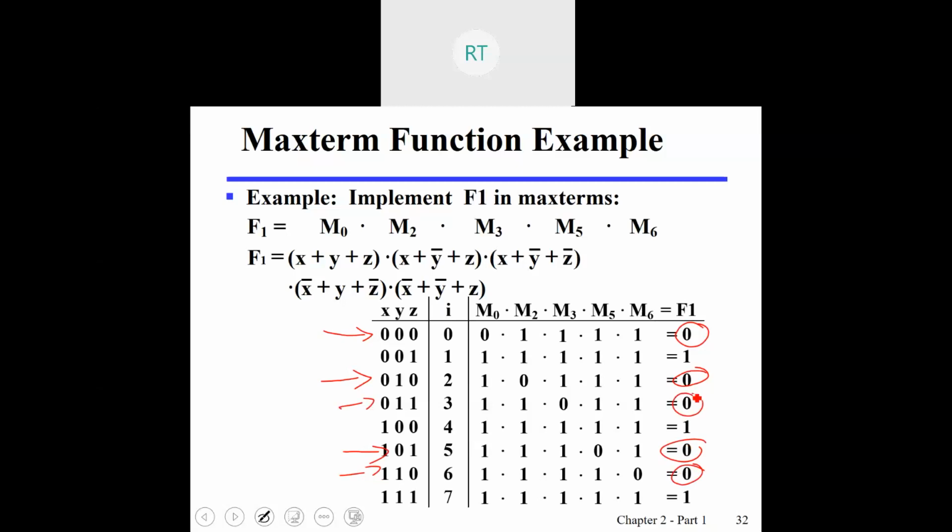How do I write it? It is written F1 equals product of big M of 0, comma 2, comma 3, comma 5, and comma 6. This is the product of max terms. Don't you notice here you have a product? So this is why it is the product of max terms. In min terms, I had sigma of min terms because I was adding up the min terms. Any questions, guys?